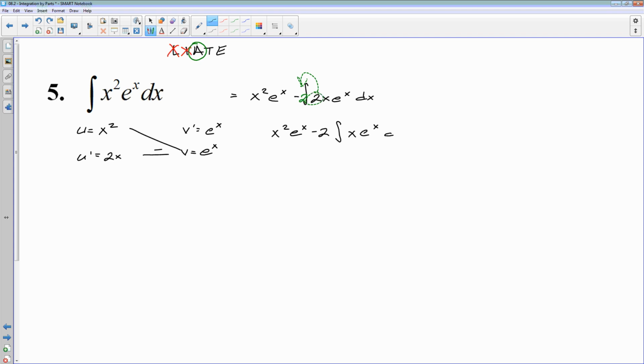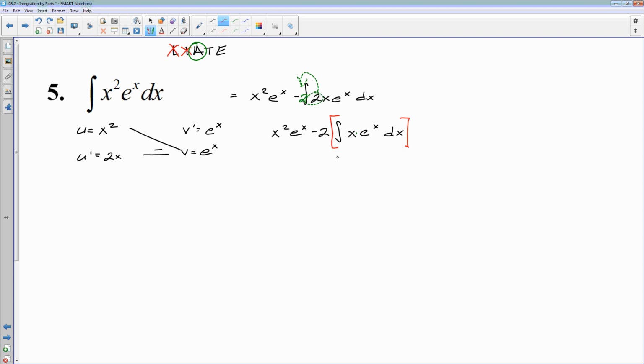The problem here is I now have another product, although it's slightly cleaner than what I started with. I started with x squared. I did parts, and I ended up with x to the first. But what I've actually created is a second parts problem. One parts problem did not completely clean this thing up. So now I need to do parts again in order to work out this antiderivative.